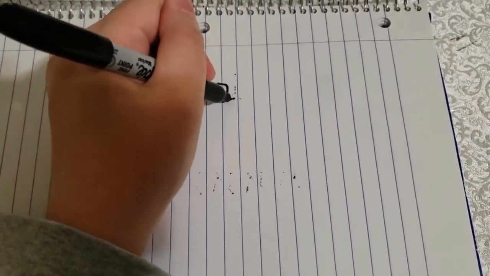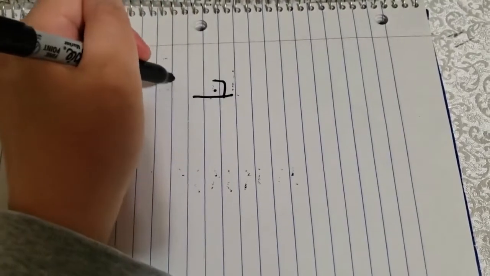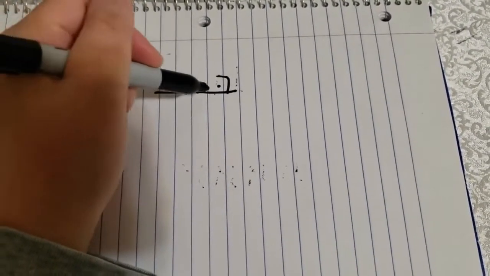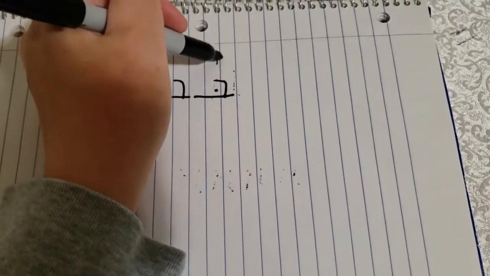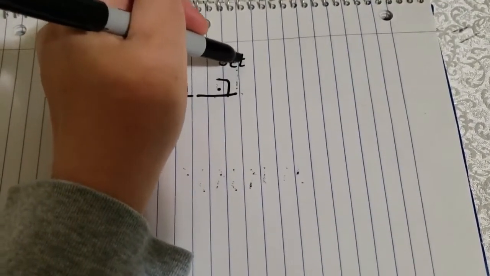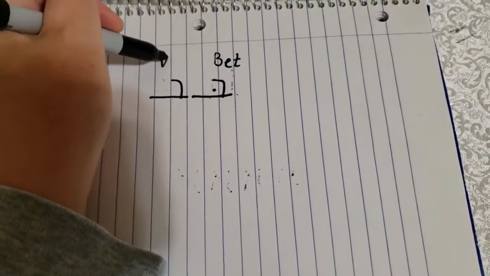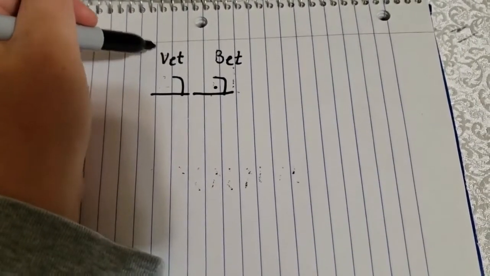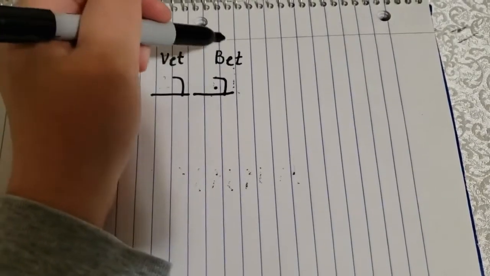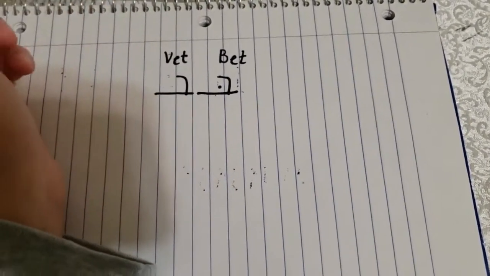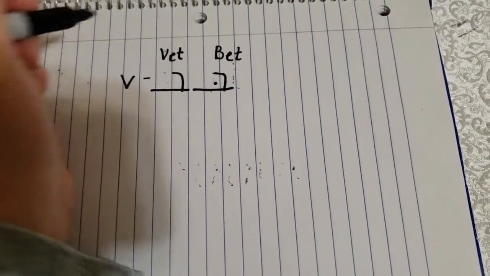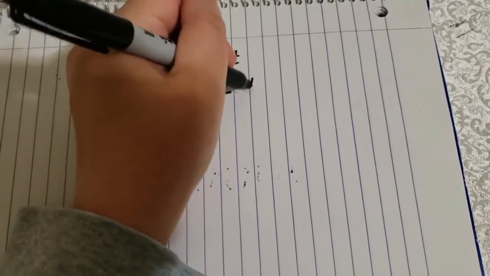Next letter is Bet. Note that the bet has two versions. One is bet and one is vet. Like you're going to the vet, and this is I bet something, I'm betting on something. So this makes the sound V. This makes the sound B.